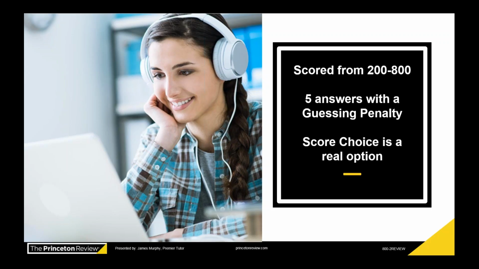Score choice is a real option on subject tests. What do I mean by that? I mean that if you take a subject test and you're not happy with your score, you don't need to send it off to schools. All right? Schools will sometimes require you to send all of your SAT scores. A few schools will require you to send all your subject test scores, but generally speaking, when it comes to subject tests, they'll just ask you to send the ones that you want to send. Okay?